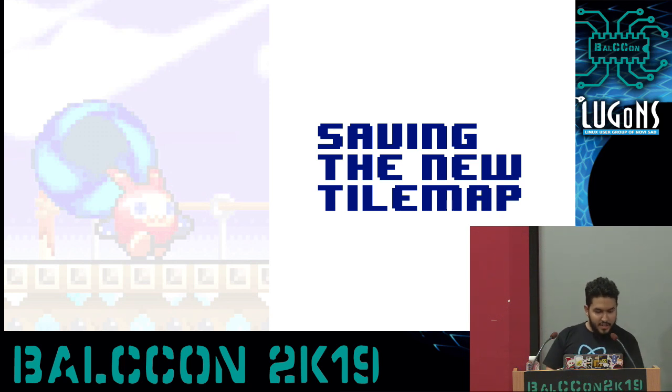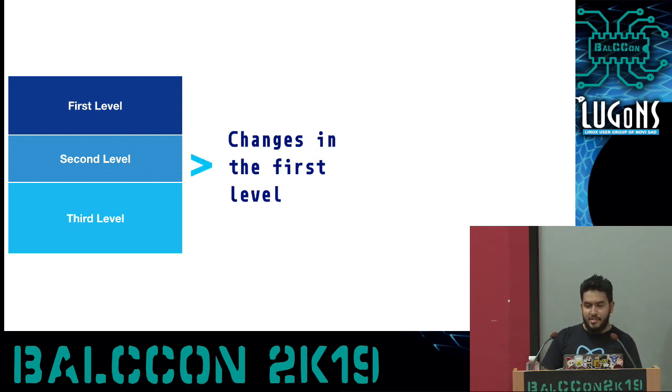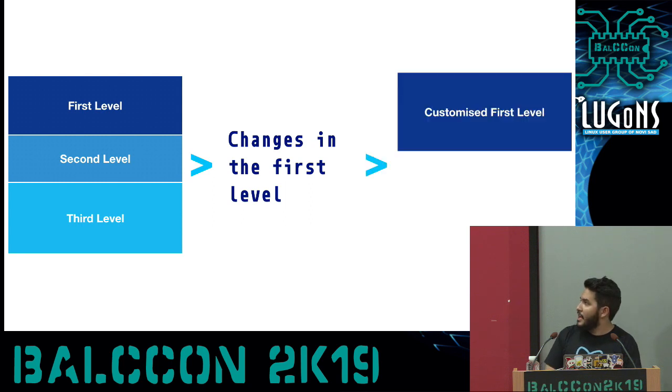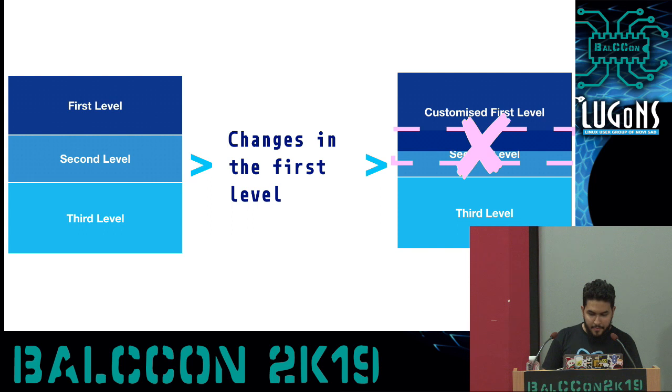And there's one last challenging thing that we have to highlight, which is the challenge we had when saving the new tile map. This was one of our most bothering puzzles. Basically, you have the first level and the second level and so on, and each level is stored continually in the memory. If you make changes to the first level, then the customized first level was overlapping the next levels. So yeah, this was a problem.